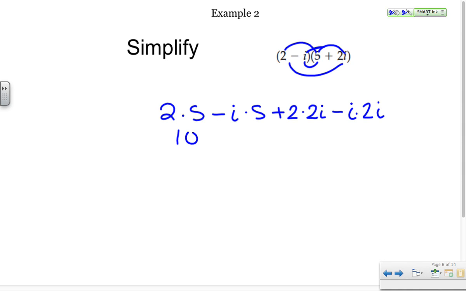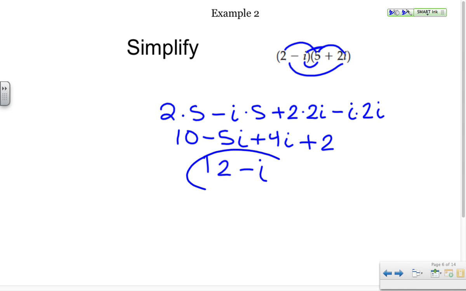2 times 5 is 10. This is minus 5i plus 4i. Okay, i times i is i squared, which is negative 1. So plus 2, because negative 1 times negative 2 is positive 2. Now I'm going to simplify one more time. 10 and 2 is 12, minus i. Okay, look at this form.